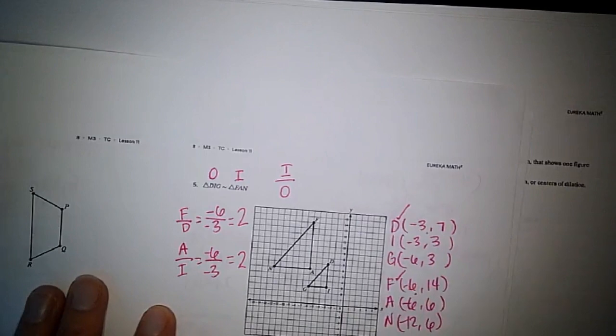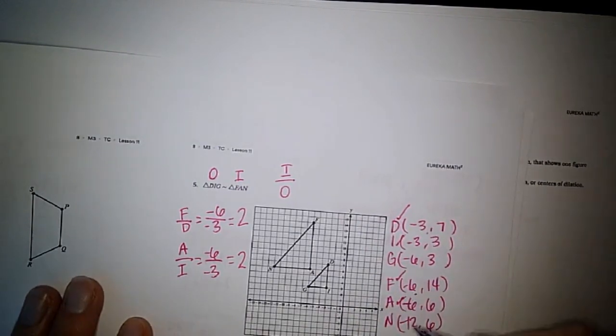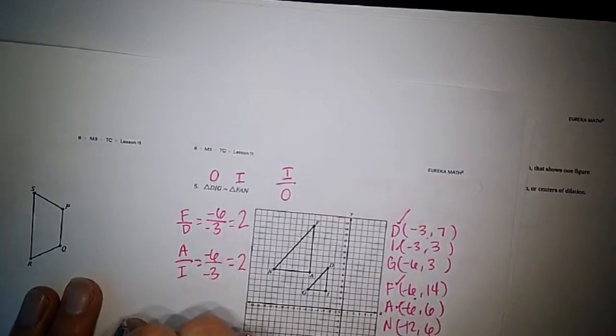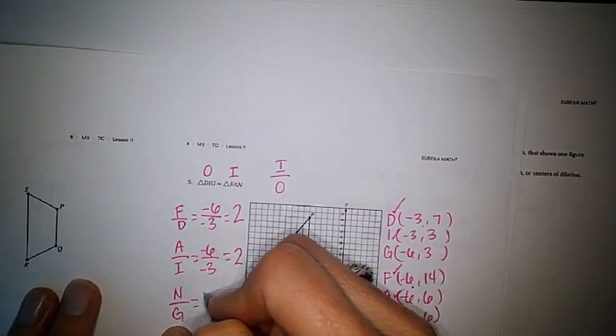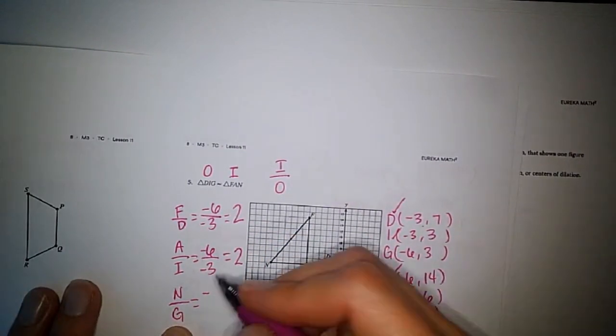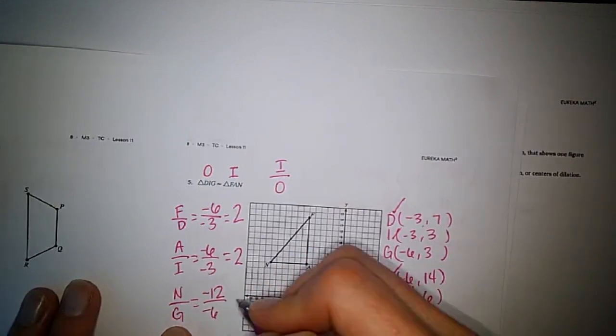Now we're going to do G and N. So, ready? We have N over G, which is going to be -12 over -6, which equals 2. Did we get 2 every time? That is your scale factor.